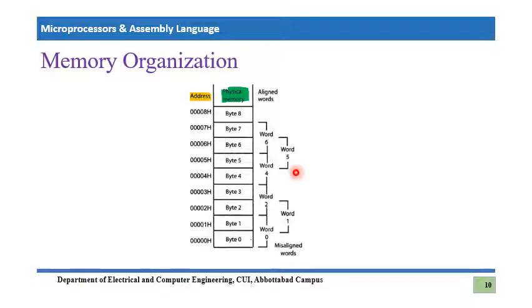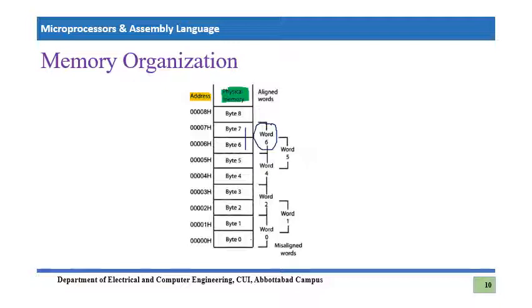So let's consider word number 6. How are we going to examine it? Let me use a pen. We are going to check this word 6, and word 6 is basically the composition of byte 6 and byte 7. So this word number 6 is basically the composition of byte 6 and 7.